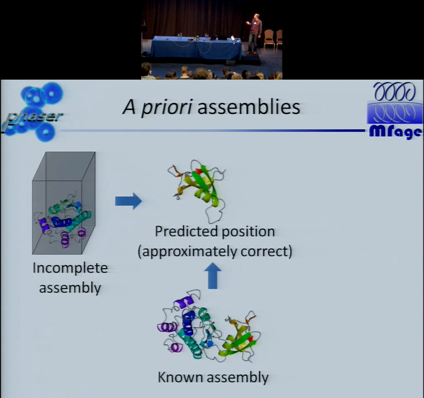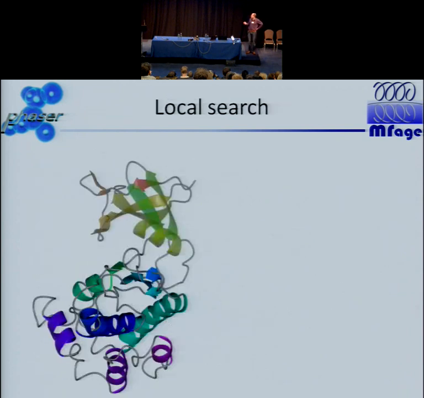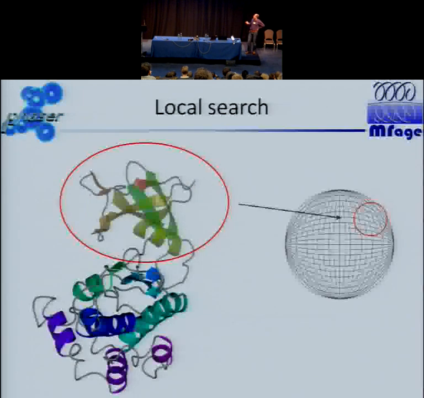However, the problem here is that while the other assembly was determined from the structure solution, so it is very accurate, this is something we just know from a related structure, that it could be something like this. So it is not enough just to put it where it is. What we have to do is search around this. And the way Mirage does that is it does a local search.